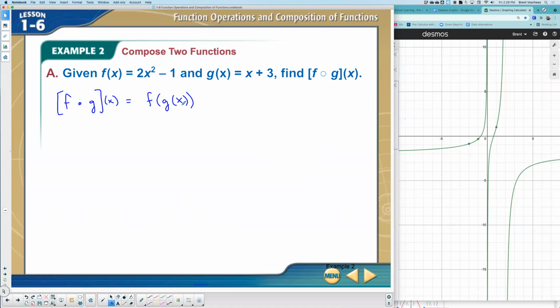I think it's easier to illustrate this way though. I'm going to stack my equations. I'm going to first write f, 2x squared minus 1, and underneath it, I'm going to write the g equation. I'm going left to right. So I did f first, now I'm going to write g's equation. g's equation is x plus 3.